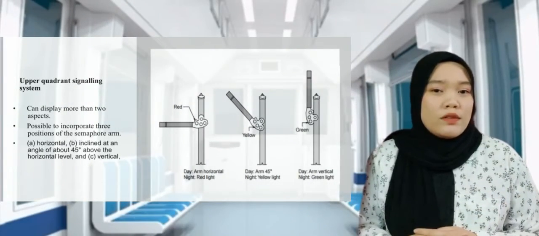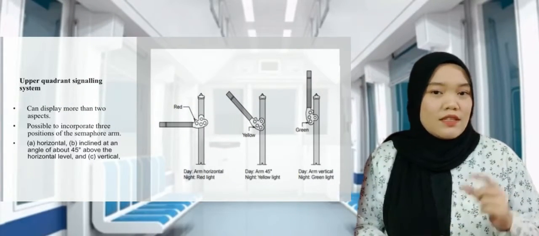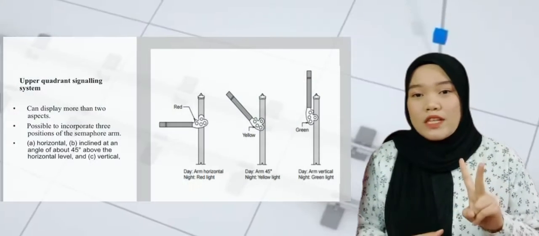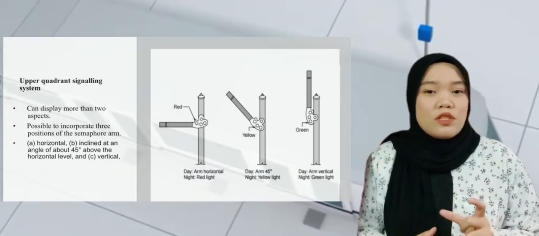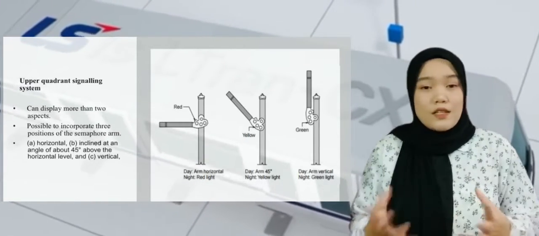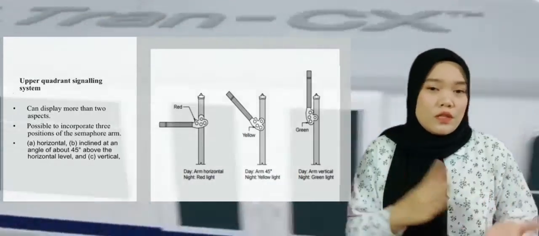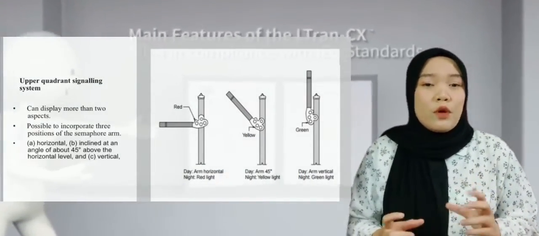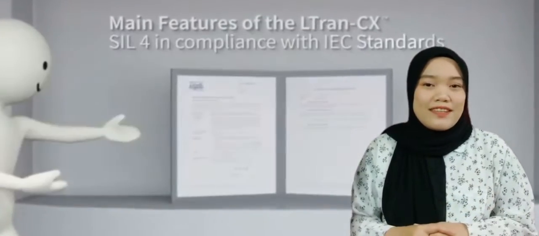Due to the lower quadrant signaling system's limitations, the upper quadrant system was developed, which can display more than two aspects. In this system, it is possible to incorporate three positions of the semaphore arm. As you can see in the picture, which is horizontal, inclined at an angle of about 45 degrees above the horizontal level, and also vertical.